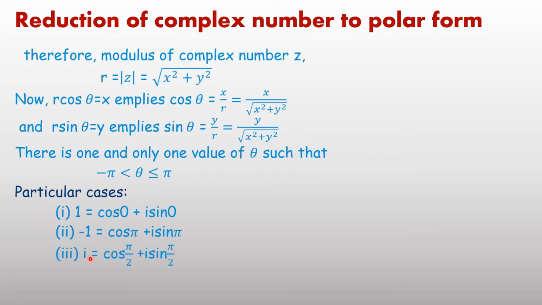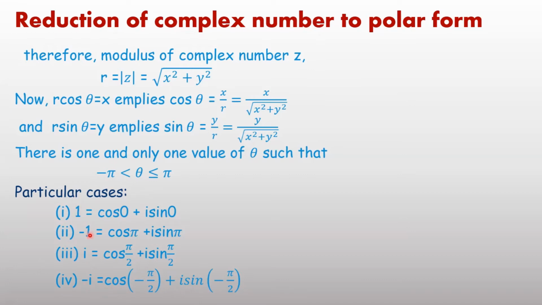If i is written, i we can write as cos pi by 2 plus i sin pi by 2. The value of cos pi by 2 is 0 and sin pi by 2 is 1. 0 plus i into 1 means i. And similarly, minus i you can write as cos minus pi by 2 plus i sin minus pi by 2. Cos minus pi by 2 means cos pi by 2 and the value of cos pi by 2 is 0. Plus i sin minus pi by 2 means minus i sin pi by 2 and the value of sin pi by 2 is 1. Therefore, it is equal to minus i.